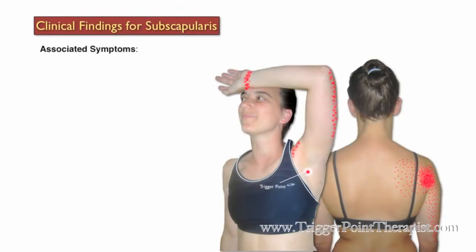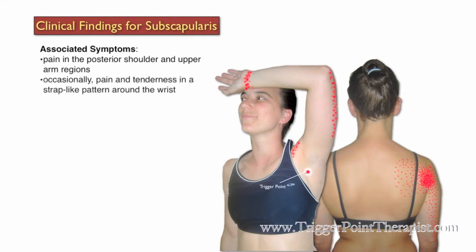Clinical findings for the subscapularis muscle. Dr. Travell refers to this muscle as the frozen shoulder muscle. Your clients will typically complain of pain in the posterior shoulder and upper arm regions, and rarely they can complain of pain and tenderness in a very unique strap-like pattern around the wrist.